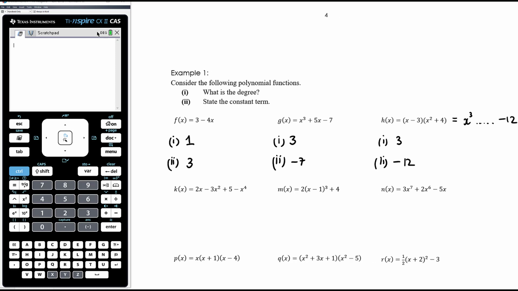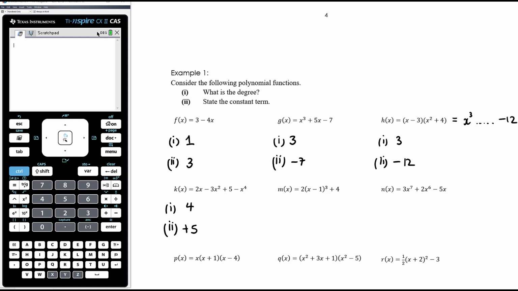Alright, k of x, highest power of x there is actually, it's out of order, so just be careful about that. Highest power of x is 4, so it's a degree 4 polynomial. And the constant term, again, it's out of order, so be careful. It's not the number on the end, it's the term that's independent of x. So it's this one here. Plus 5, positive 5 is the constant term.